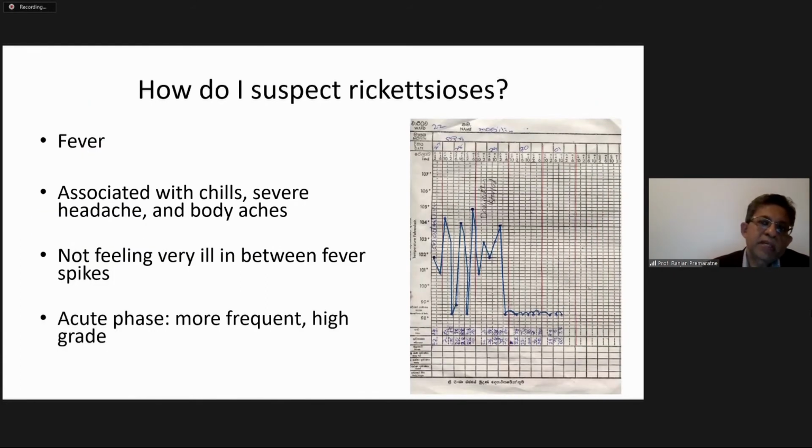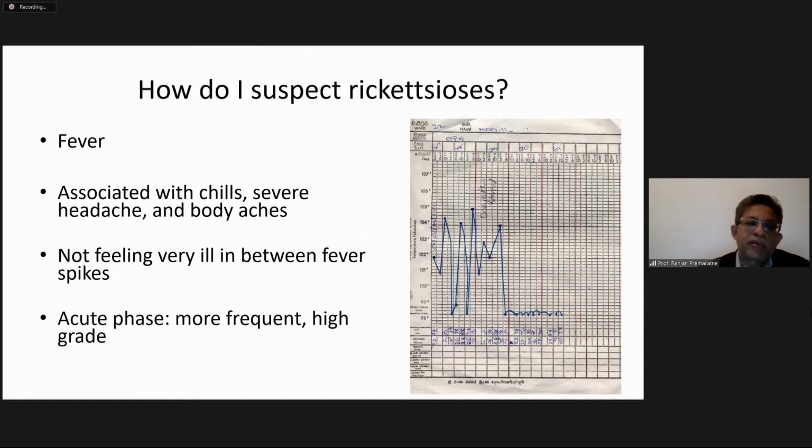So whom are we going to suspect rickettsioses? Well, as we said, it's a febrile illness. Then they will have fever with chills, rigors, headaches, and body aches, and so on. And the patient might not feel very ill in between fever. They will feel quite well, in fact, similar to malaria. But fever spikes can occur several times a day.